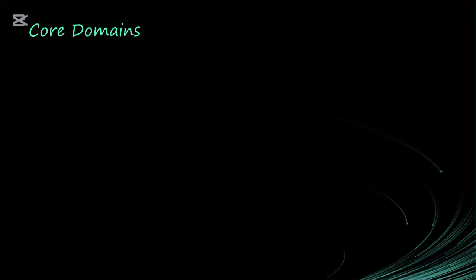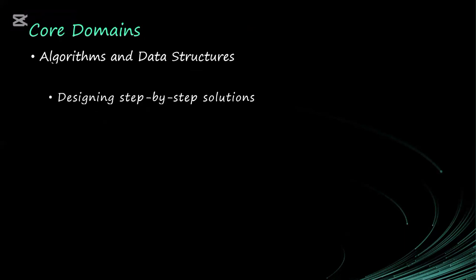So what are the core domains? We look at algorithms and data structures. Like I have already told you, an algorithm is the step-by-step procedure to solve a problem. So when we talk about algorithms, we are designing step-by-step solutions. Don't worry, we're going to see more on these algorithms later on in the course. Examples: let's say you have some data, how do you sort this data? How do you do some searching?